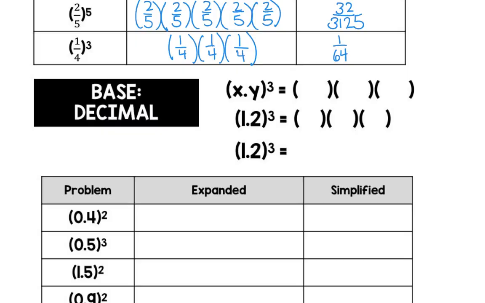When the base is a decimal, we are still doing the same thing, x point y. So we're going to take that x point y and we're going to multiply it by itself as many times as the exponent says to do so. For example, 1.2 to the third power is 1.2 times 1.2 times 1.2, or 1.728.